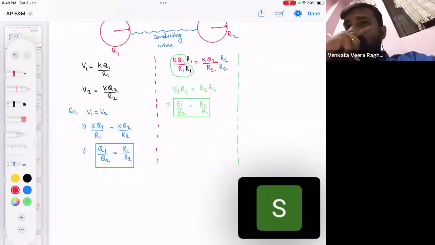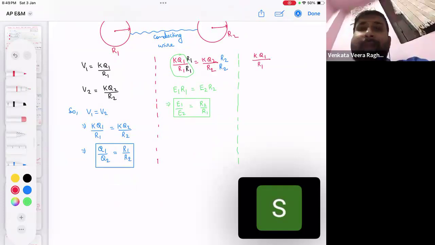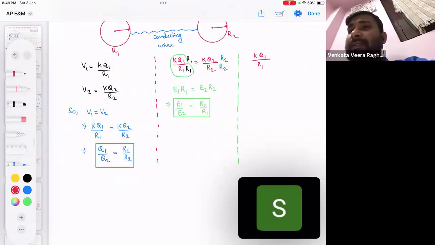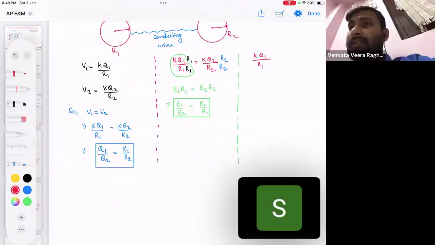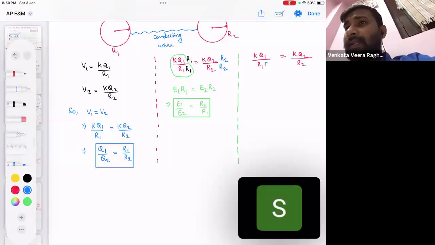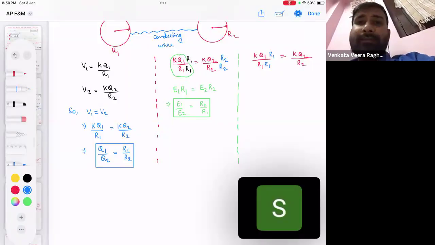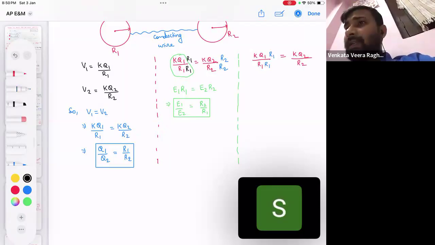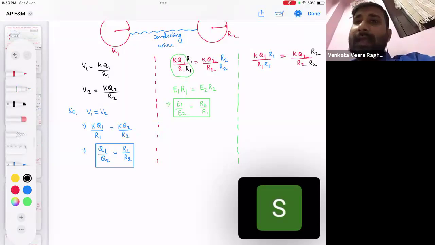Another form you can see. See, the same expression I am going to start now: K Q1 by R1, right? Acha, electric field is also written as sigma by epsilon naught. Please check it. Can we write sigma by epsilon naught also? Chalo, I will do it one more time. I can write it from the electric field relation also, but just to make you understand, let me do it one more time. Let's write it, multiply R1 and divide R1, and here multiply R2 and divide R2.